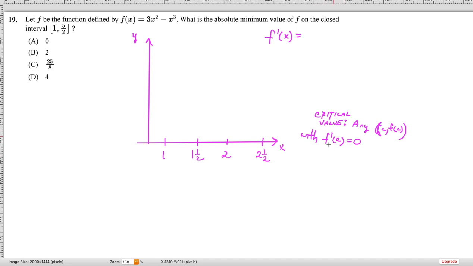So I want to find the critical values for when the derivative equals 0. So that's 6x, this is my derivative, 3x squared. Now I want to find when it equals 0. So I factor this, the 3x can come out, I'm going to get 2 minus x. And this derivative equals 0 when x equals 0 and when x equals 2. So the critical values on this interval are only this x equals 2 value.